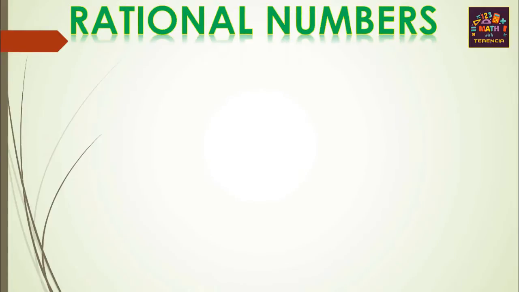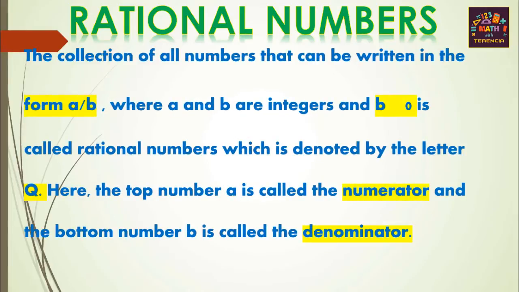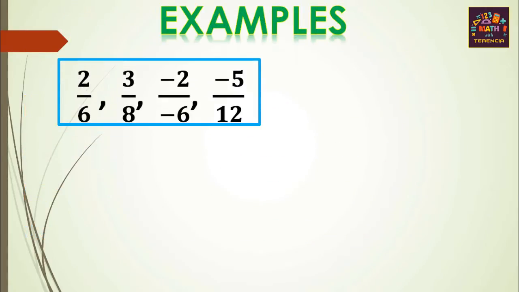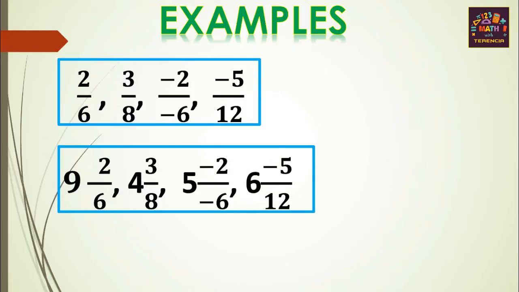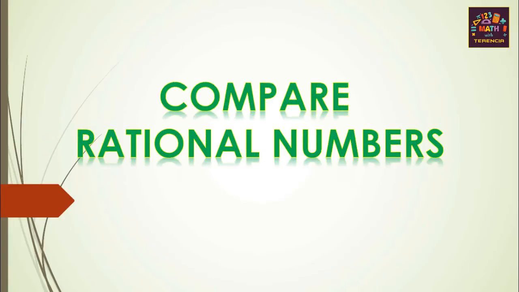Just to recap, what are rational numbers? Rational numbers will be in the form of a by b, that is a numerator by a denominator, and the denominator will not be equal to 0. So here are some examples of numerals which come under rational numbers. Now we'll move on to the topic, compare rational numbers.